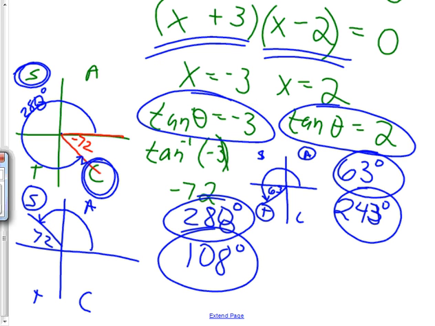And Mrs. Richens said not to have to record too much of this because she is going to put up a key on Blackboard where it has all the work shown out on how you can get them to come out to these answers. So she's going to post that in the next day or so, so you can look for that for extra help.